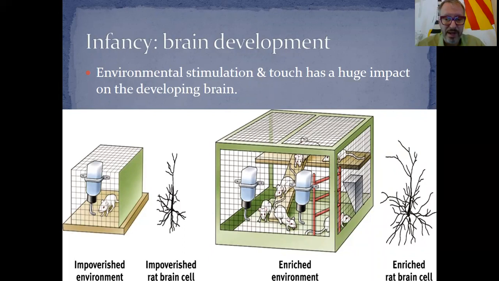That's what they do with a lot of rat studies, and then looked at their brains. What you see here on the left is what happened to the neurons of the rats who were in an environment that was not very stimulating, that was boring, that didn't have enough stimulation.